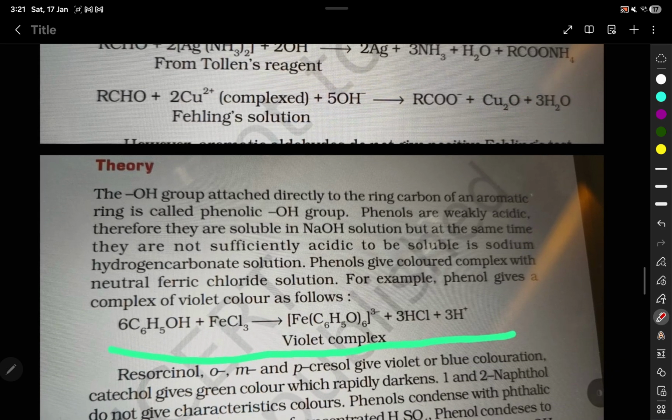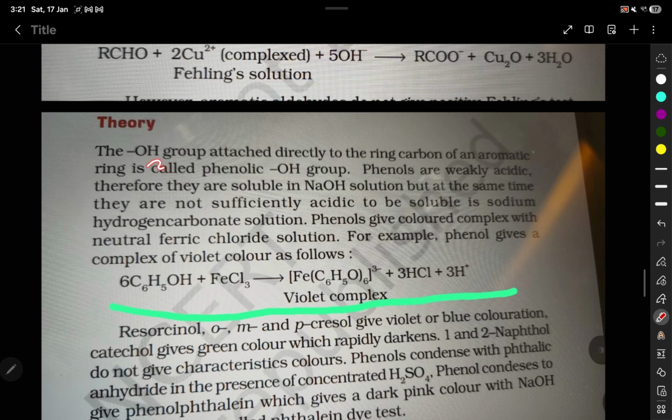Okay, so now this is also a very important paragraph. I'll be reading it line by line. The OH group attached directly on the ring of an aromatic compound is called phenolic OH group. Phenols are weakly acidic, therefore they are not soluble. They are soluble in NaOH solution, but at the same time they are not sufficiently acidic to be soluble in sodium hydrogen carbonate, meaning NaHCO3 solution.